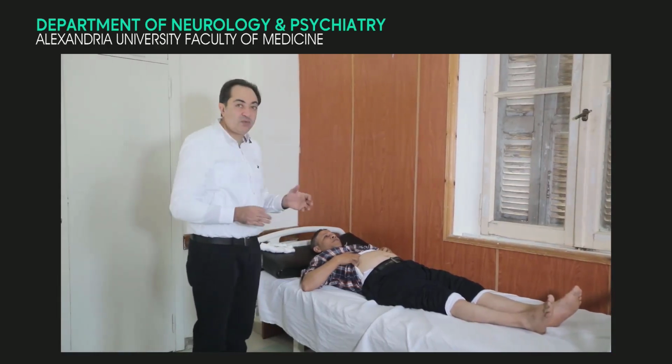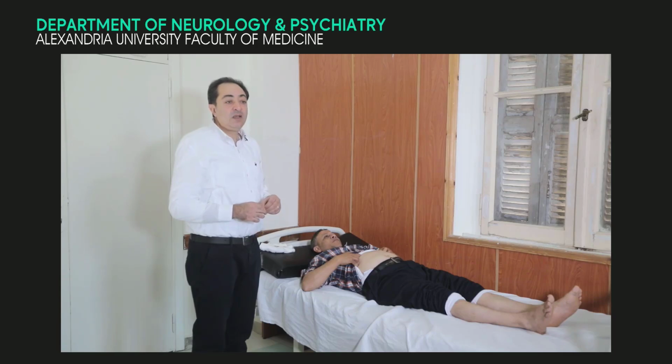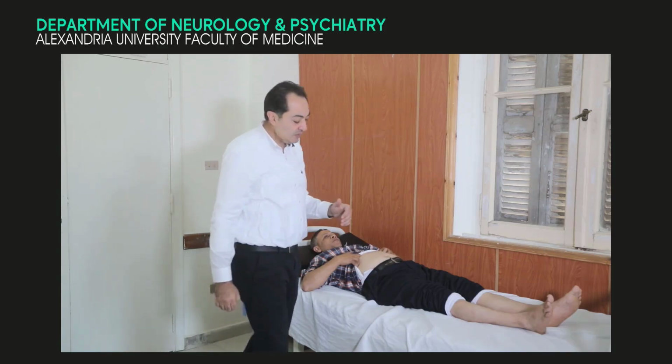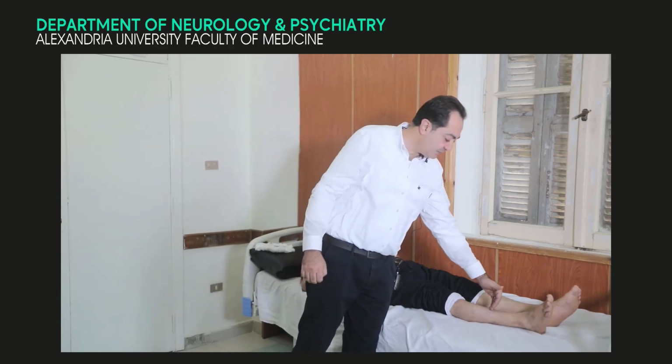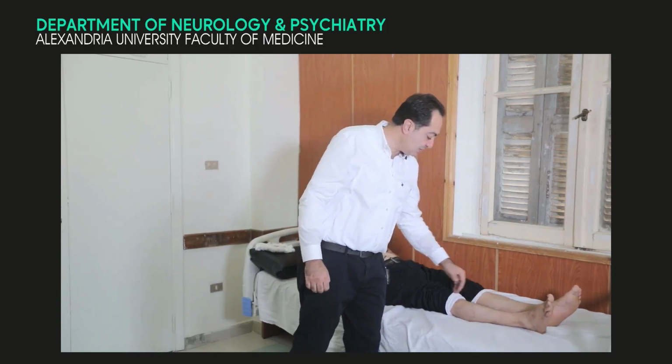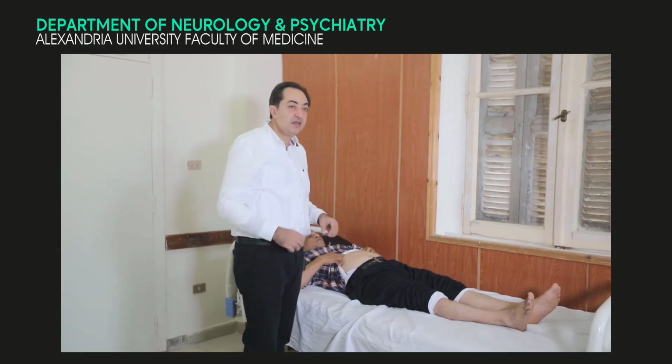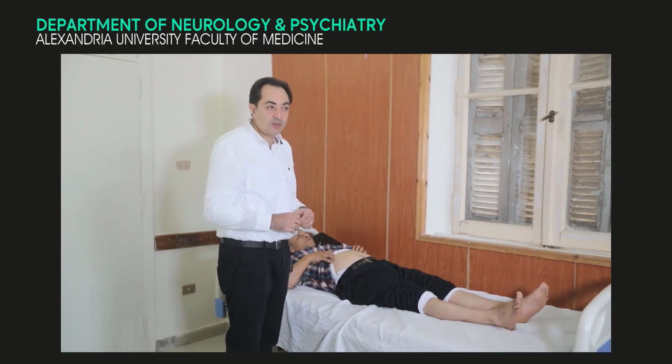We will compare both sides with each other. We will have some patterns. If we have patterns of decreased sensation, for example, glove and stocking hypoesthesia, this occurs with peripheral neuropathy.